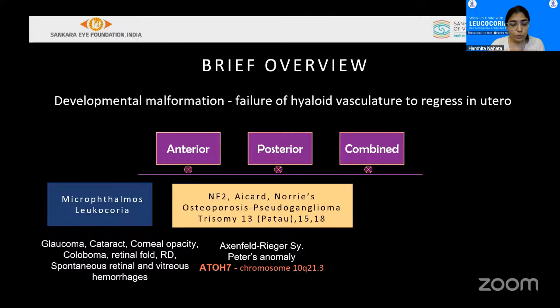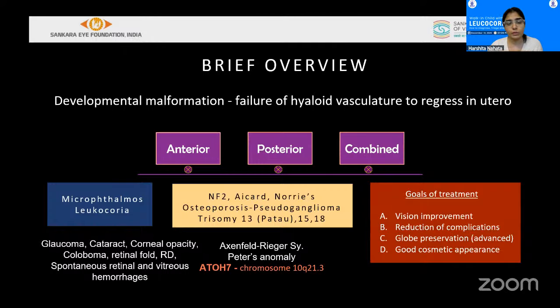It has also been shown to have an association with the ATOH7 gene. The goals of treatment in PFV mainly are visual improvement, reduction of complications like glaucoma, globe preservation in advanced cases, and a good cosmetic appearance.